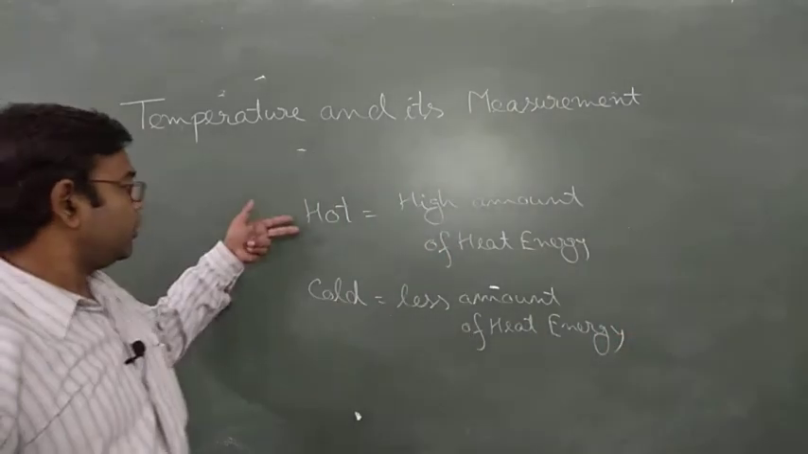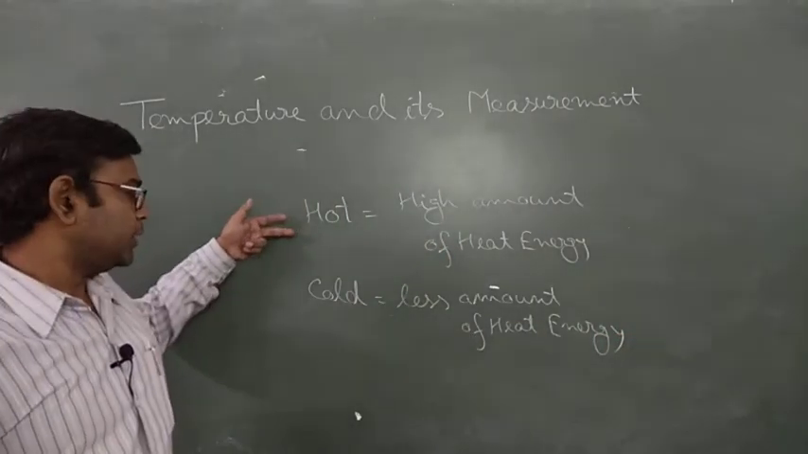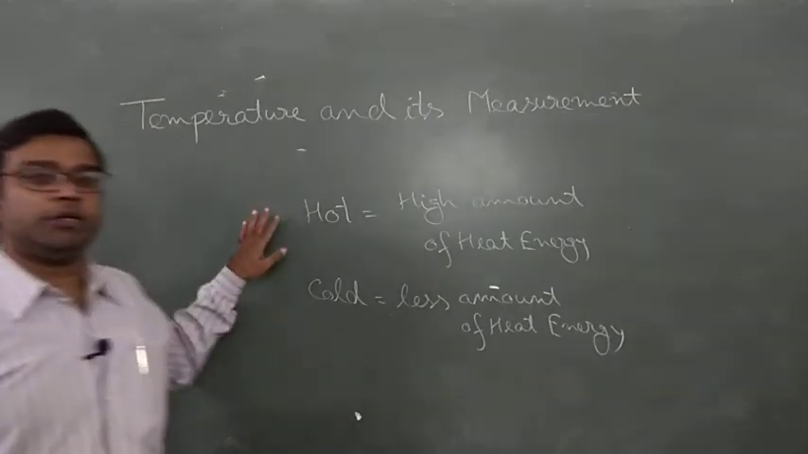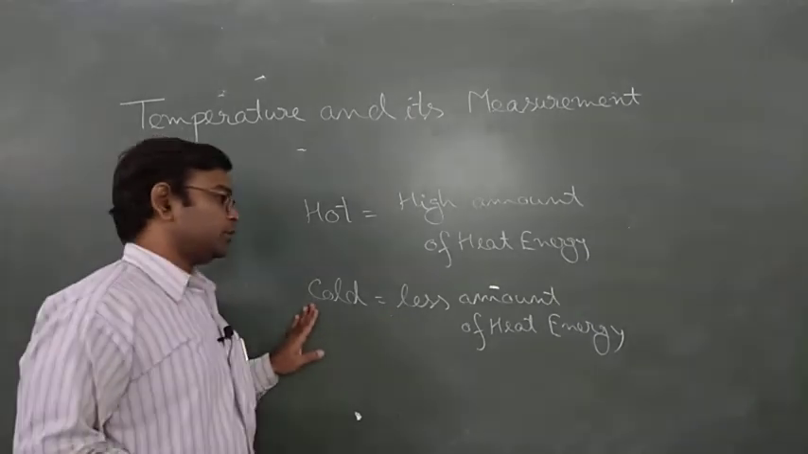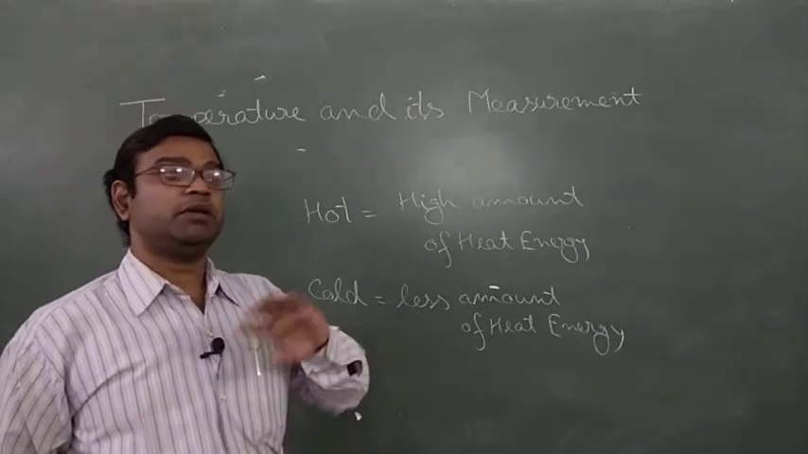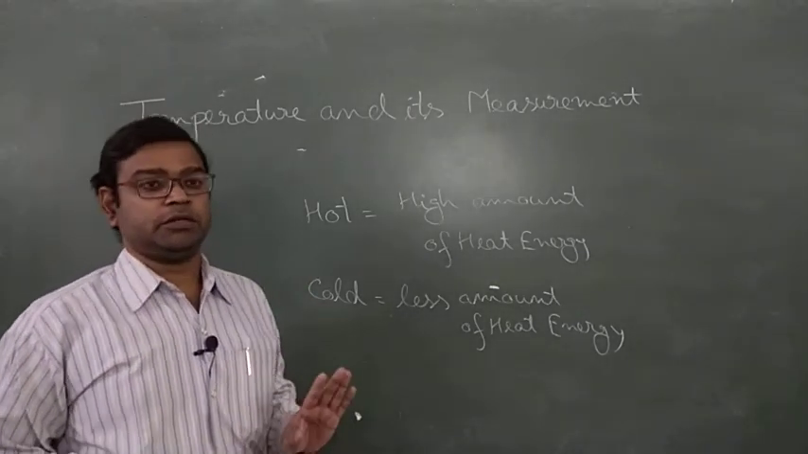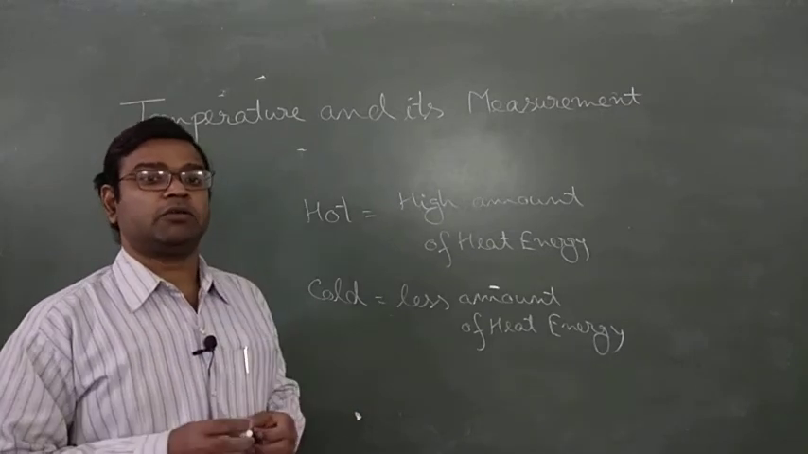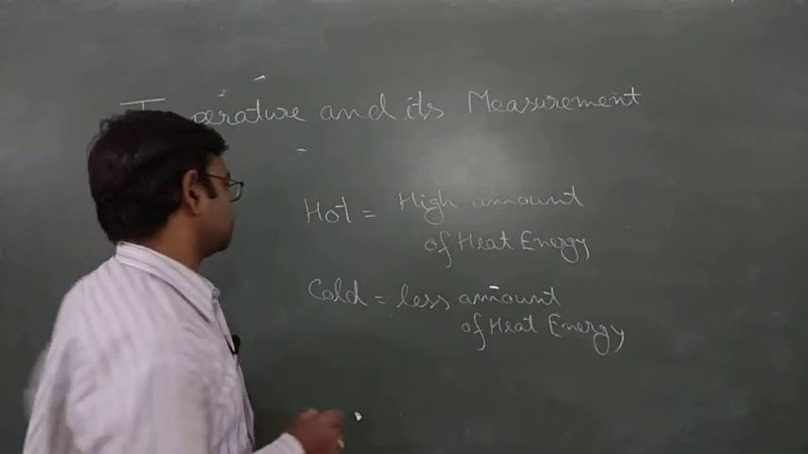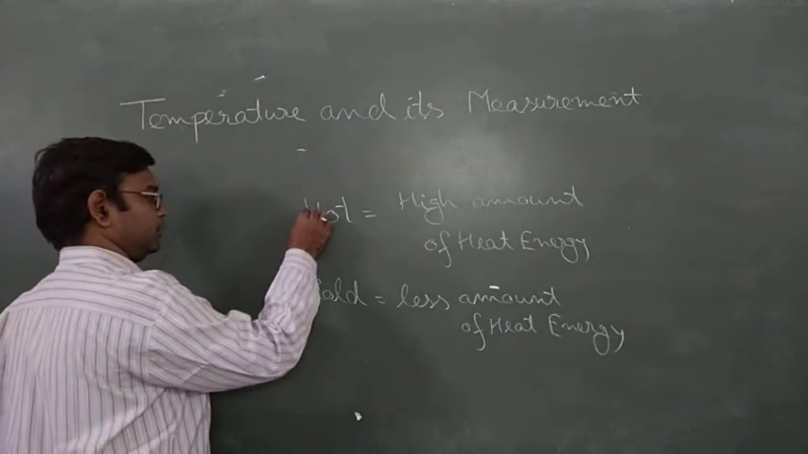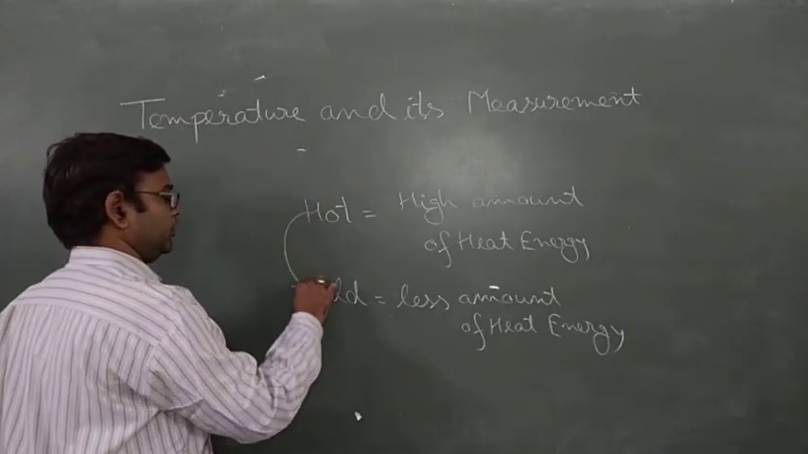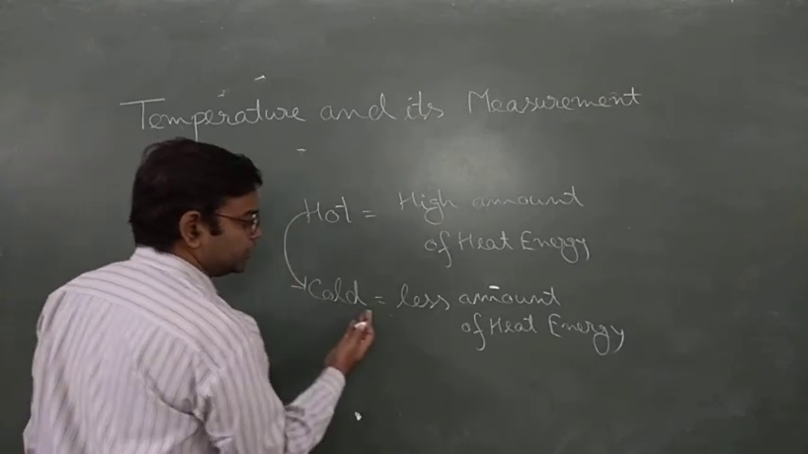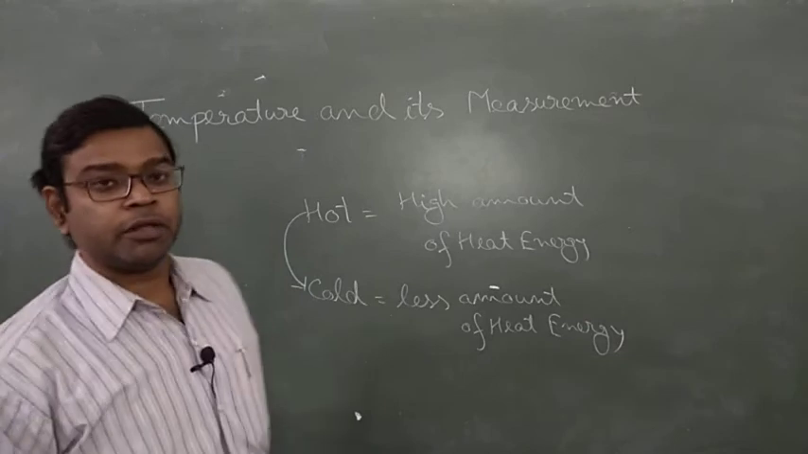Now if a hot body comes in contact with a cold body, the contact must be physical. It may be direct, it may be indirect, but there is a physical contact between them. So what happens? A high amount of heat energy starts to flow to the less amount of heat energy to maintain the equilibrium for the complete body.